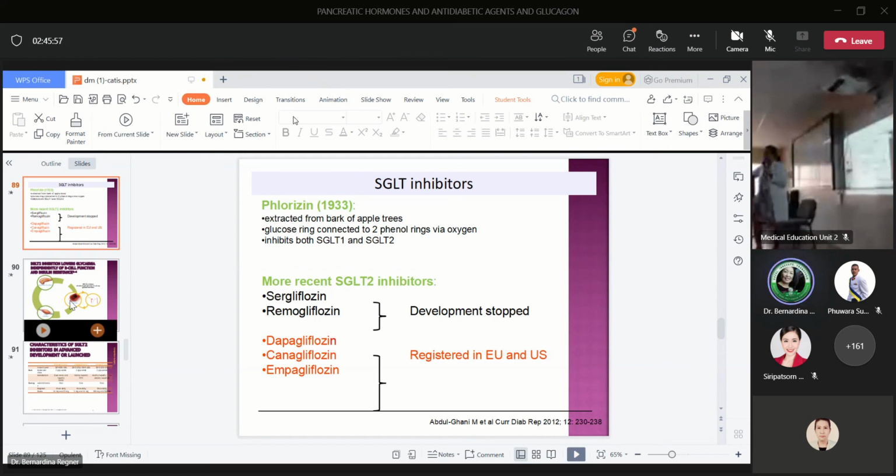You have the three representative SGLT2 inhibitors: number one, dapagliflozin, number two, canagliflozin, and number three, empagliflozin. What are the three representatives of your SGLT2 inhibitors that have been registered in Europe and the United States? Dapagliflozin, canagliflozin, and empagliflozin.